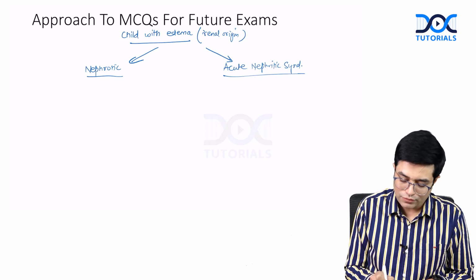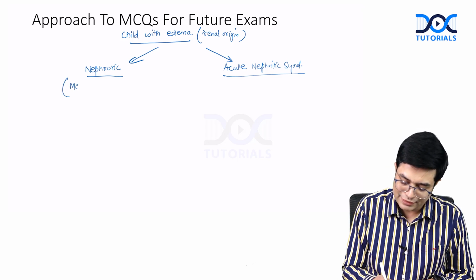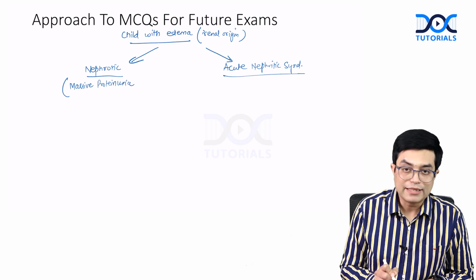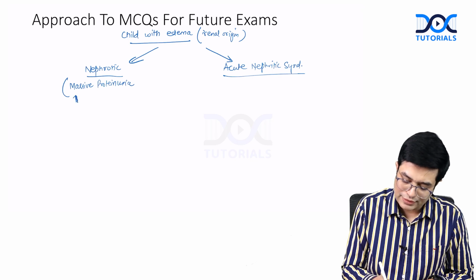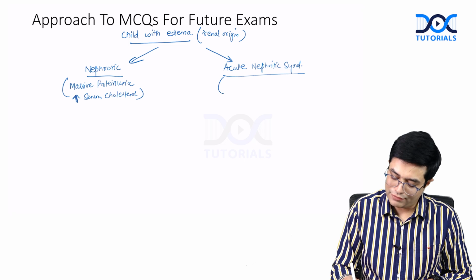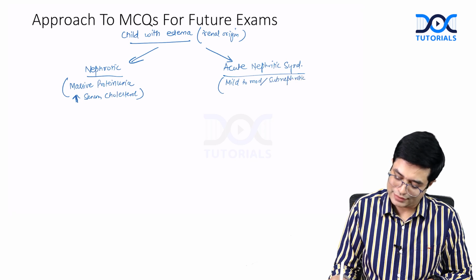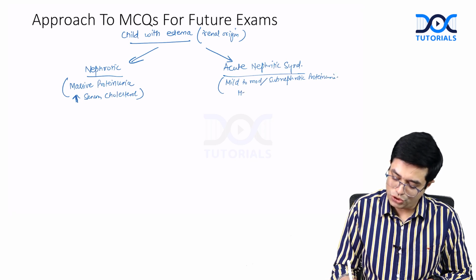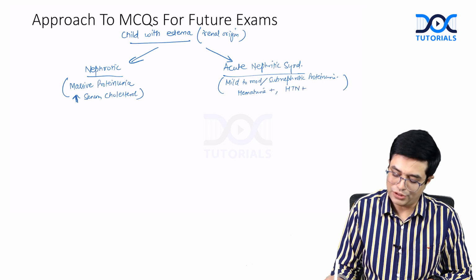In case of nephrotic syndrome, the hallmark of these patients will be massive proteinuria, also called nephrotic range proteinuria, and these children will have raised serum cholesterol as well. Although it is not a hallmark finding, often we find that serum cholesterol is also elevated. Acute nephritic syndrome will have mild to moderate, also called subnephrotic, proteinuria. So proteinuria is there, but it is less. And these patients, acute nephritic syndrome, always have hematuria also and hypertension also. Oliguria may or may not be present.